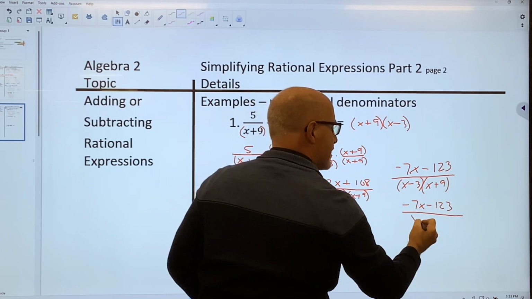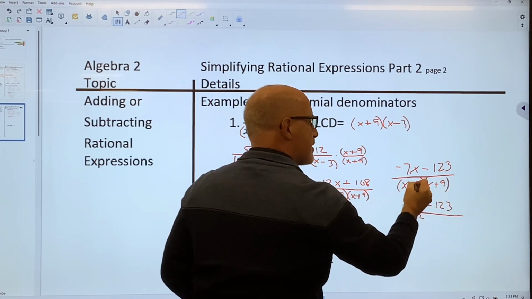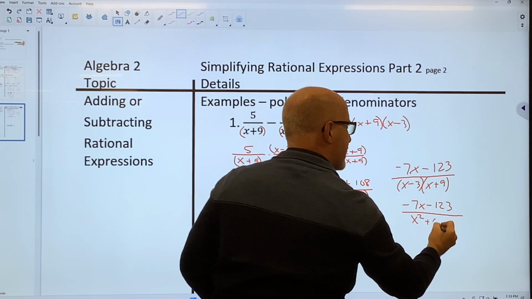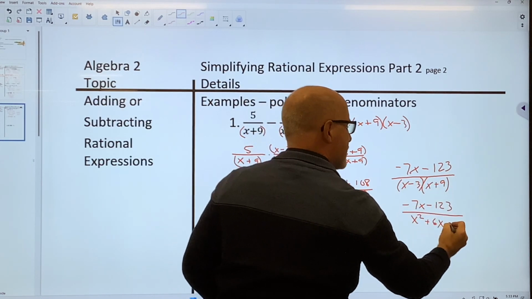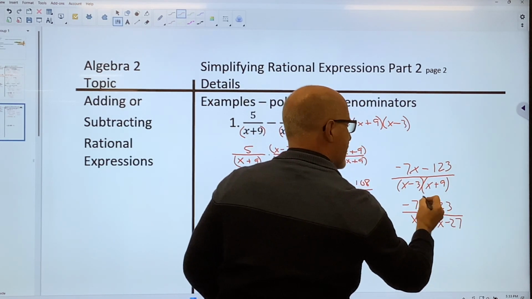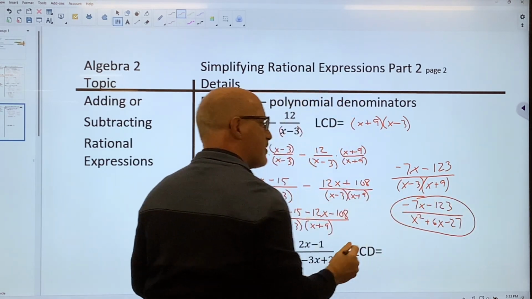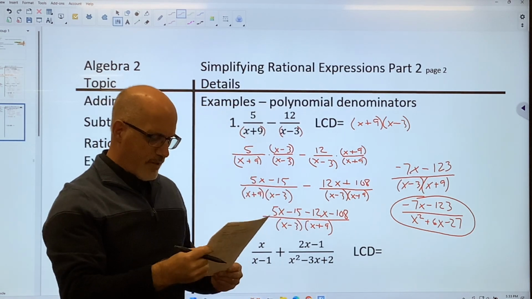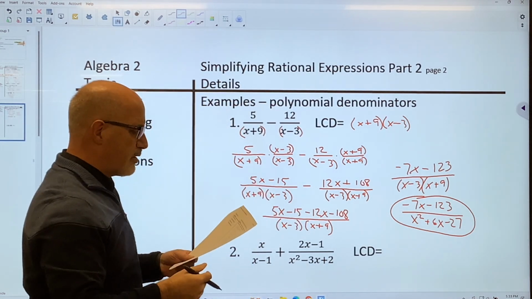So x times x is x squared, plus 9x minus 3x is plus 6x, and then minus 3 times 9 is negative 27. So this would be my final answer for this problem. All right, so next let's do this one.